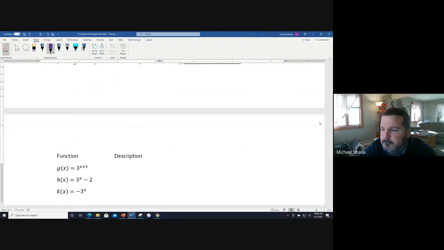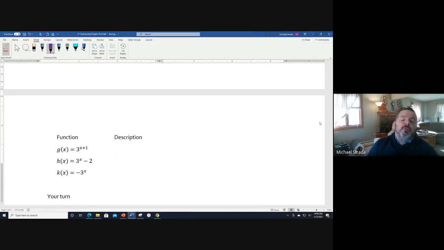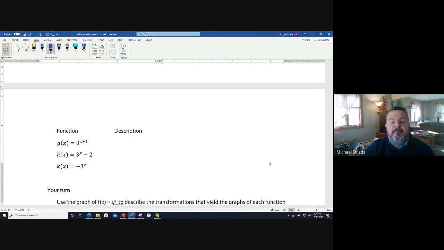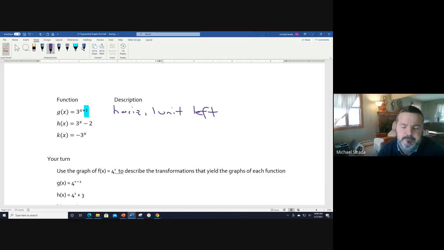All right. So if we're looking at g of x equals 3 to the x plus 1, the first thing you notice is, where is it being added or subtracted? Is it inside the exponent or outside the exponent? Since it is inside the exponent, it is horizontal. The magnitude is 1, so it's 1 unit. And because it's positive, it's 1 unit left.